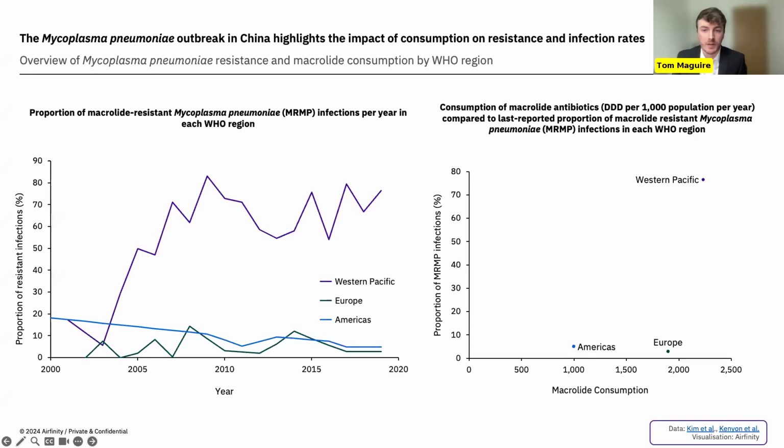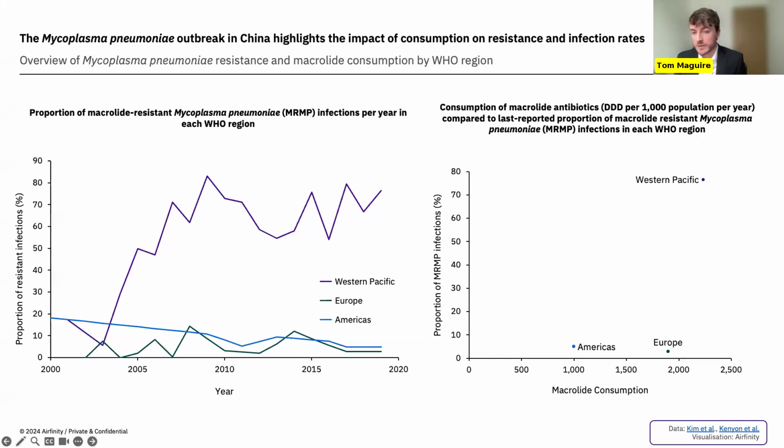So, as I mentioned, antibiotic consumption can be quite a key driver of antimicrobial resistance, with a key example recently being the Mycoplasma pneumoniae outbreak in China, signifying the impact of long-term inappropriate use, potentially driving resistance and associated burden. So, as you can see, the proportion of macrolide-resistant Mycoplasma pneumoniae infections per year in each WHO region is largely driven by the Western Pacific, with around 80% resistance shown to macrolides in Mycoplasma pneumoniae isolates up to around 2020.